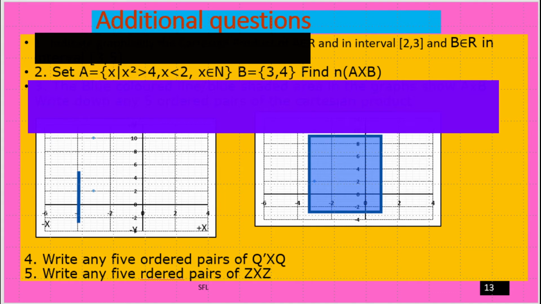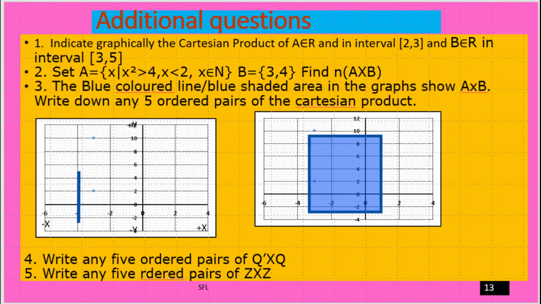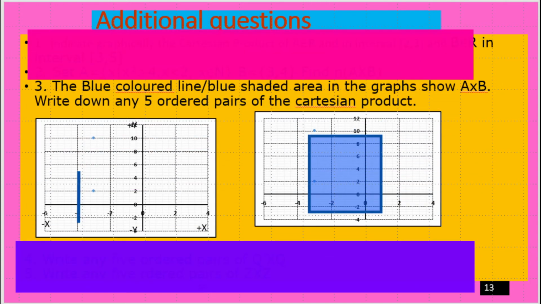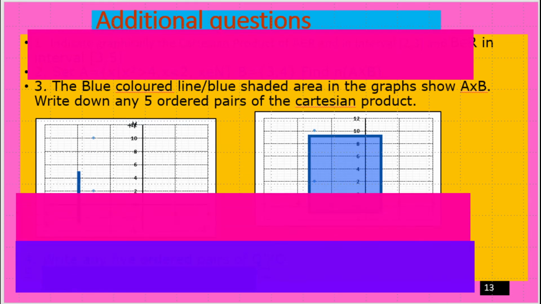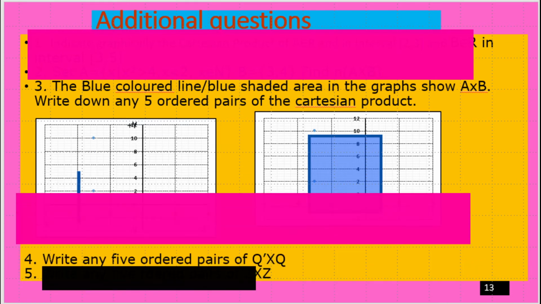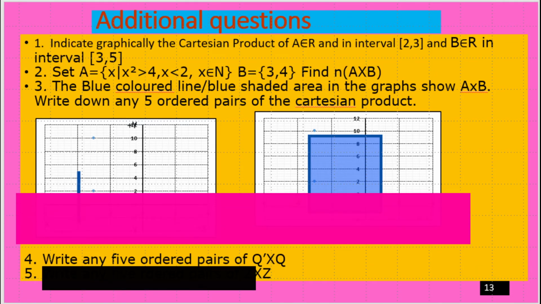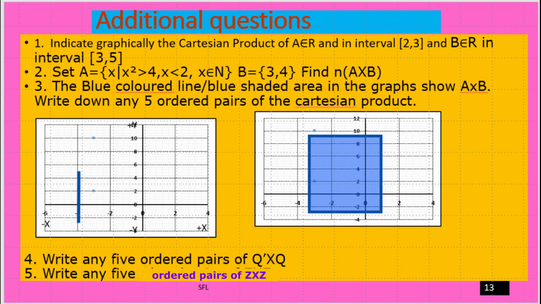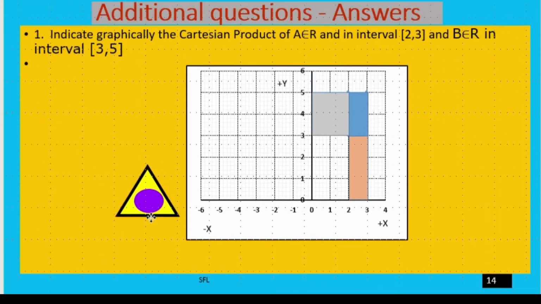Find n of A cross B. Then question number 3. The blue colored line or blue shaded area in the graphs show A cross B. Write down any 5 ordered pairs of the Cartesian products. Question number 4. Write any 5 ordered pairs of Q dash cross Q. Question number 5. Write any 5 ordered pairs of Z cross Z. Answer for the first question.